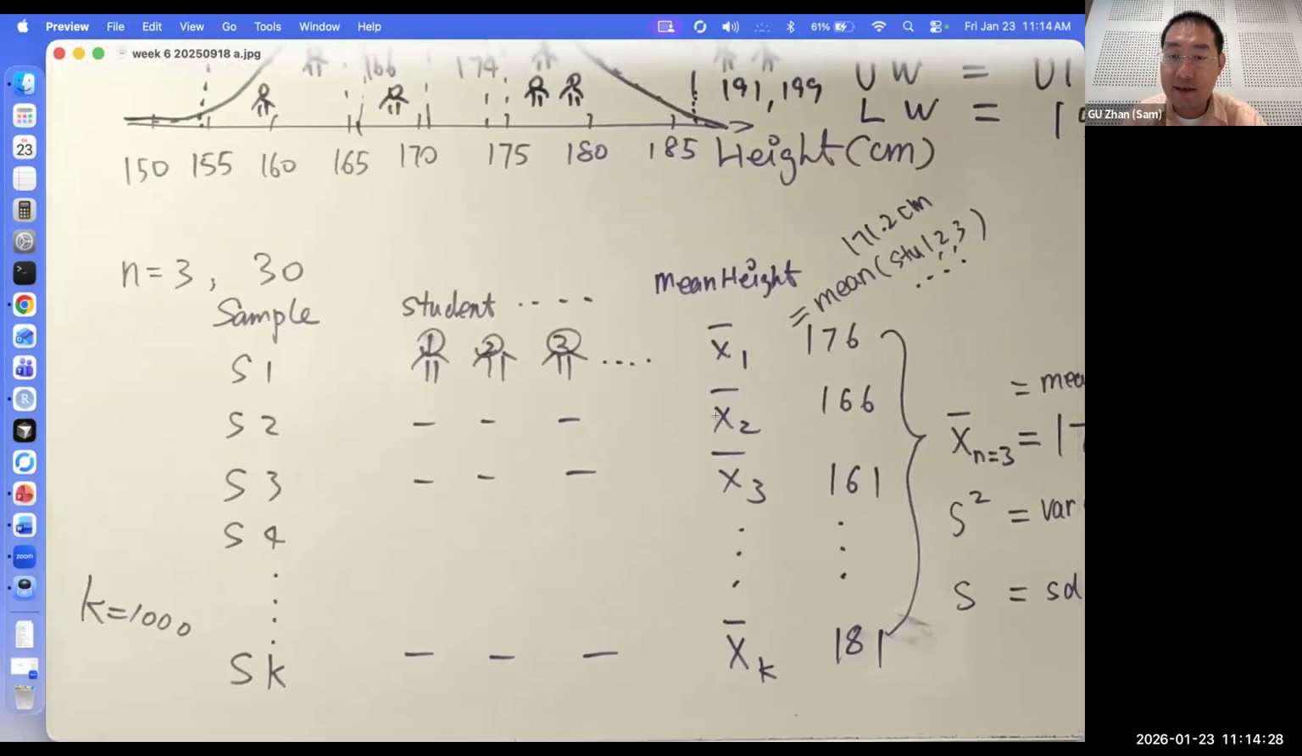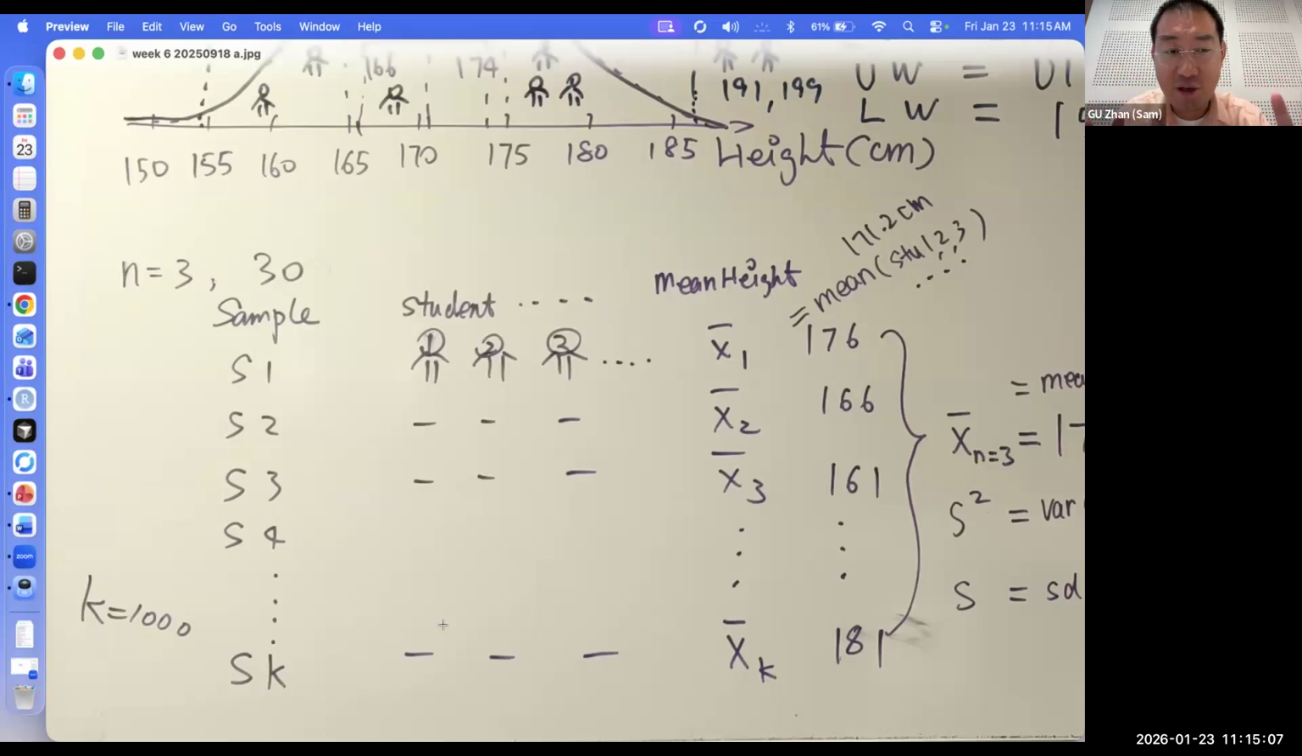We can calculate the average height for each of the 1,000 samples. So now the x bar, how many x bar do we have? We have k x bar, which is 1,000 x bar. Each x bar is an average of n equal to 3 students' height. n is called the sample size. K is called the number of samples.